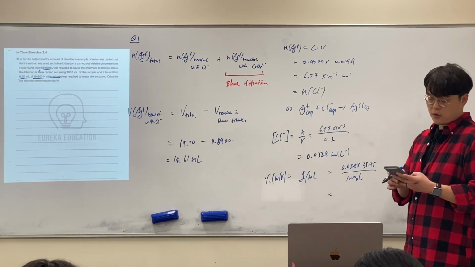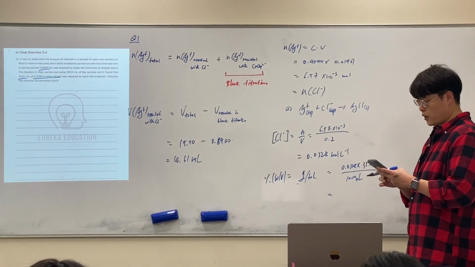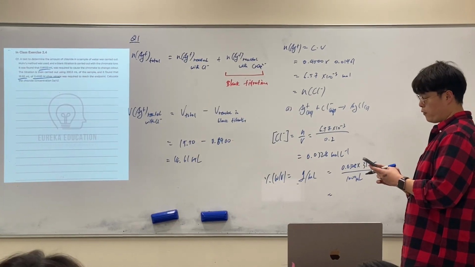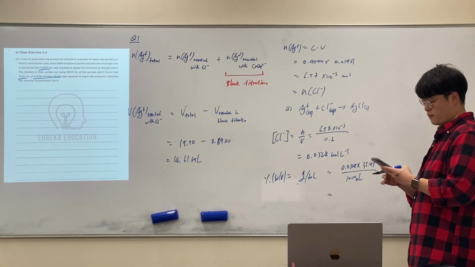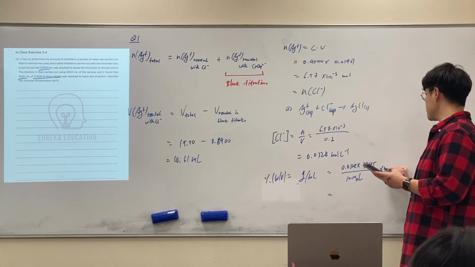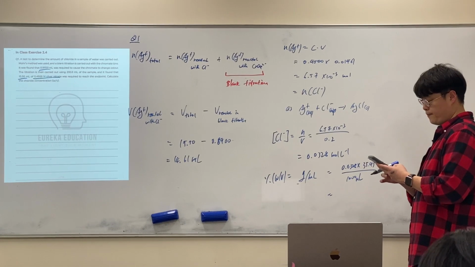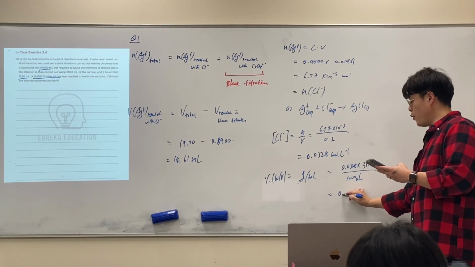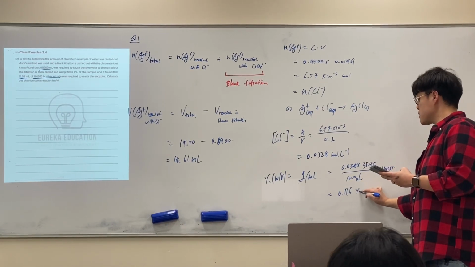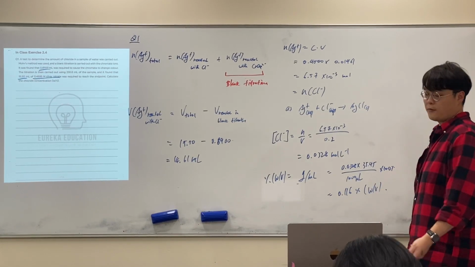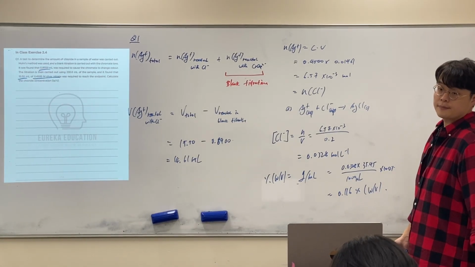Let's do it again: 0.0328 times 35.45, times that 100%. You get 0.116% in weight per volume. That's the final answer.